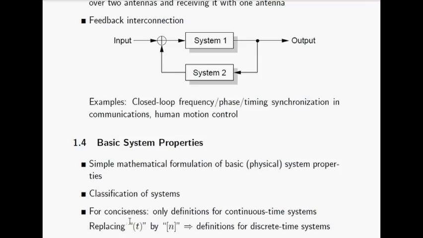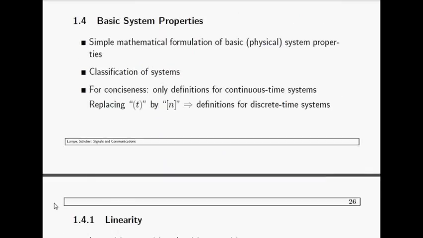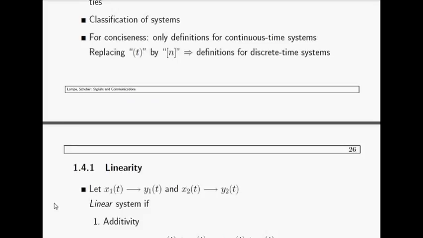Such as, if we replace the variable t by n, then the definitions for continuous time signals will become the definitions for discrete time systems. Okay, so now let's see the properties. First property is linearity.